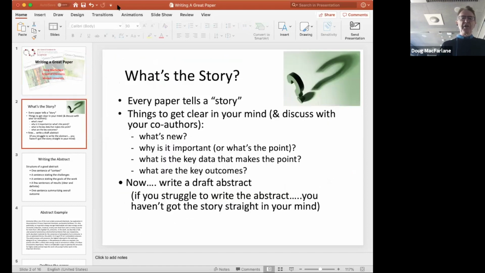So the first thing to get straight in your mind before you launch into this is, what's the story? Every paper tells a story, and you've got to figure out as you start to write it what that story is. So this is really the first thing to get clear in your mind, and then ultimately to discuss with your other co-authors, especially students and young researchers.